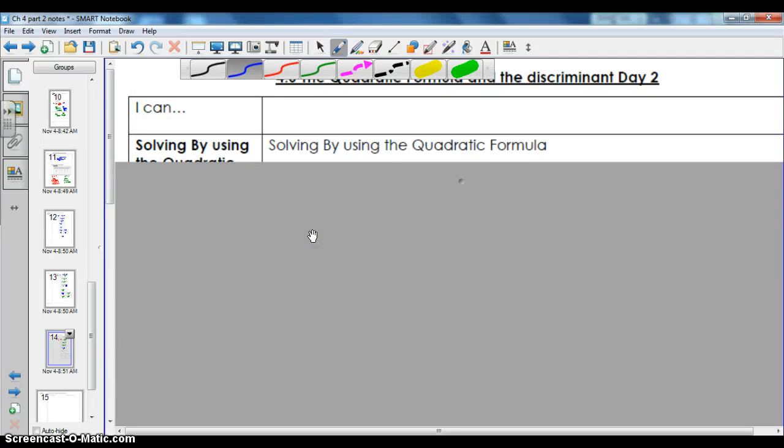Right, so this is lesson 4.6, day 2. So in this lesson, we're going to see some imaginary. So we're going to follow the same steps. I'm going to make a couple of changes, though, to what's in your notes packet.